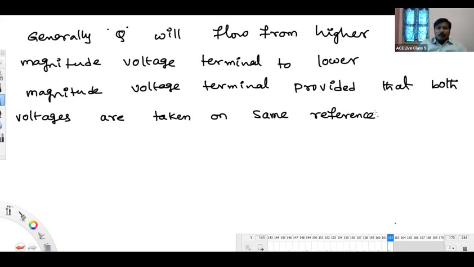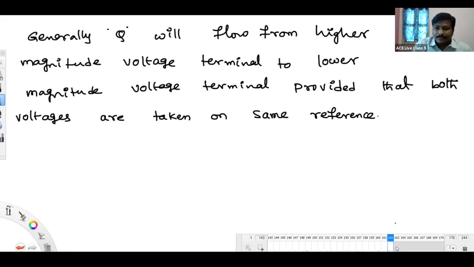Provided that both voltages are taken on the same reference. I'll show you what that meaning of same reference is. Just look here. We have two buses: bus 1 voltage mod V1 at an angle delta 1, and bus 2 voltage mod V2 at an angle delta 2.